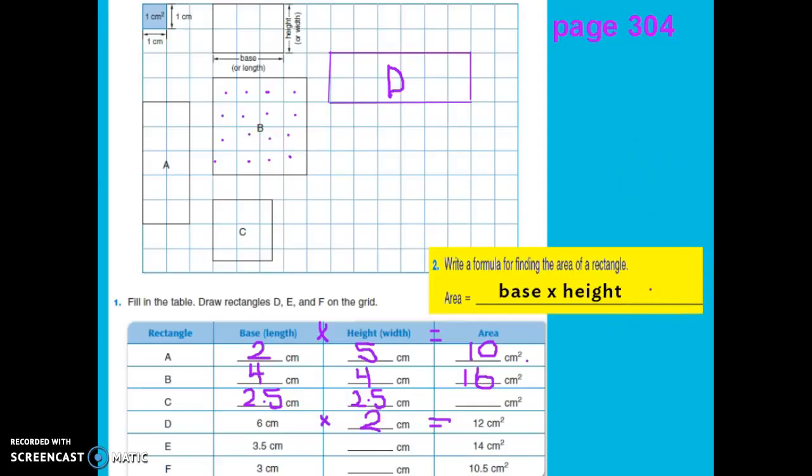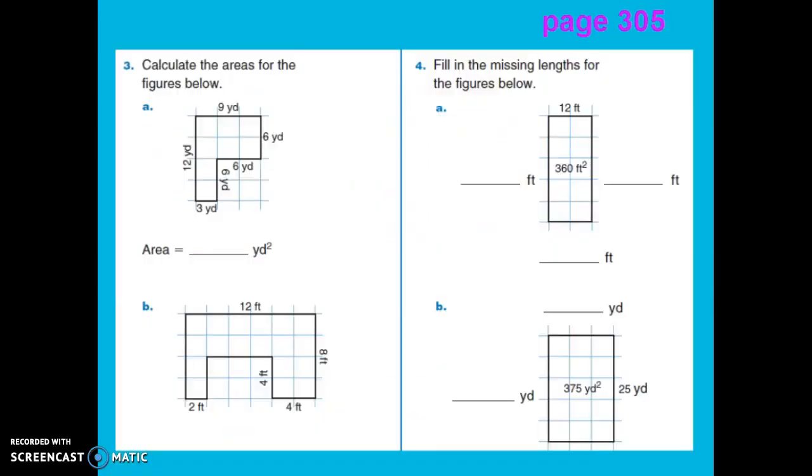practice using this formula that will be so important to you, and then you're going to get some problems that look like this. This is on page 305 in your math journal. It looks a lot like the homework you'll be doing for this lesson.